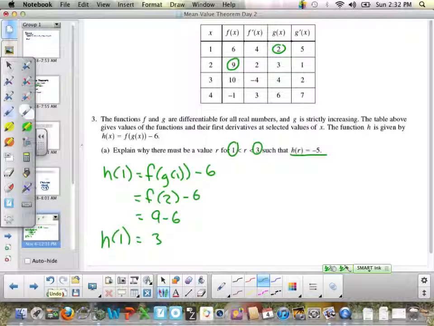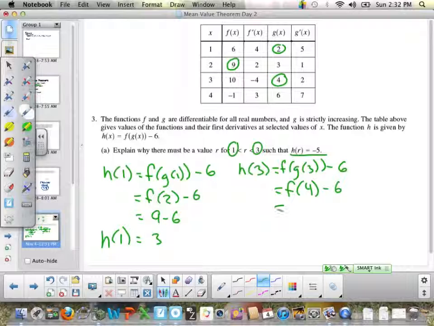Let's find h of 3. That would be f of g of 3 minus 6. G of 3 is 4, so that's f of 4 minus 6. F of 4 is negative 1. Negative 1 minus 6 is negative 7.